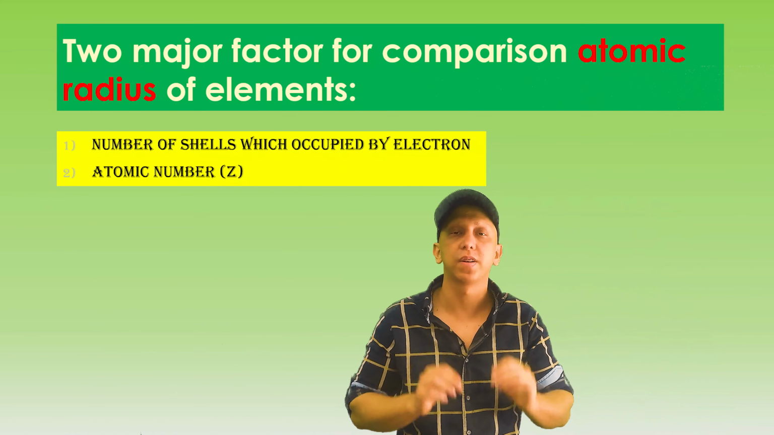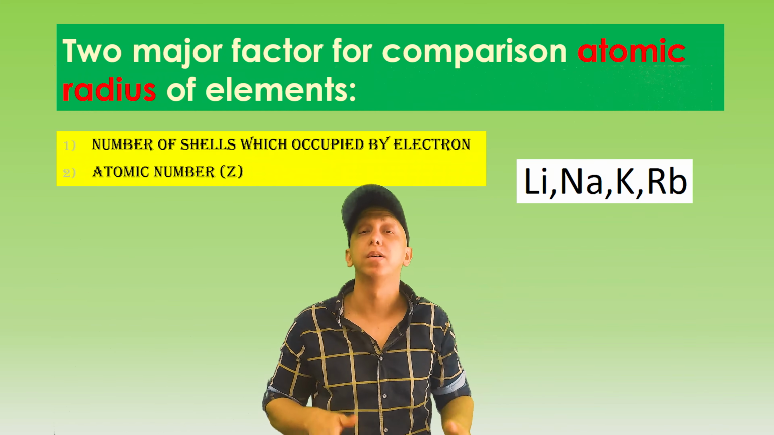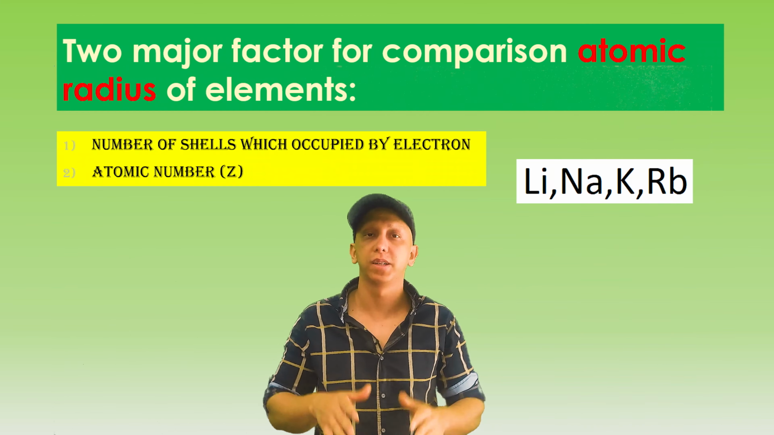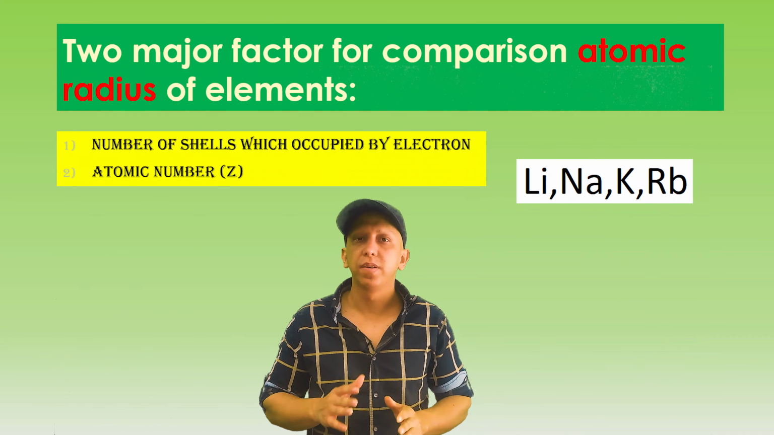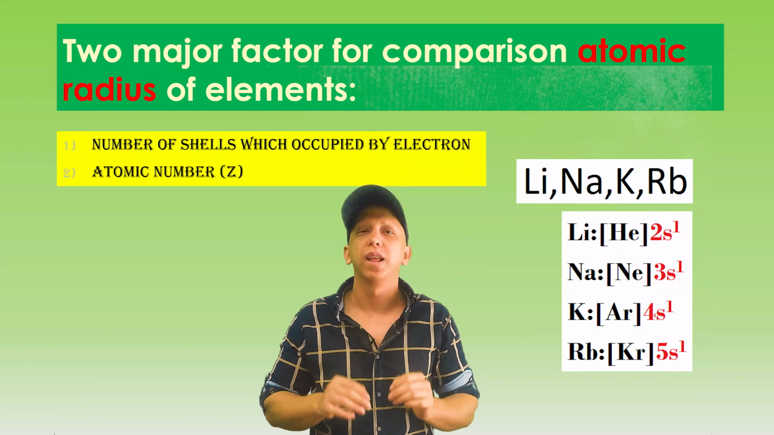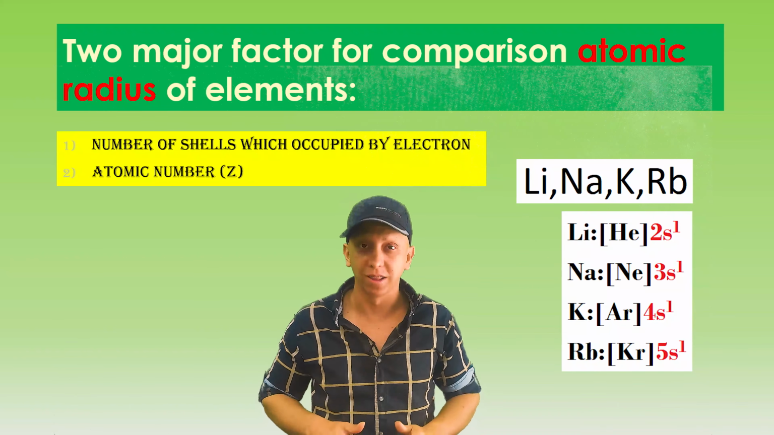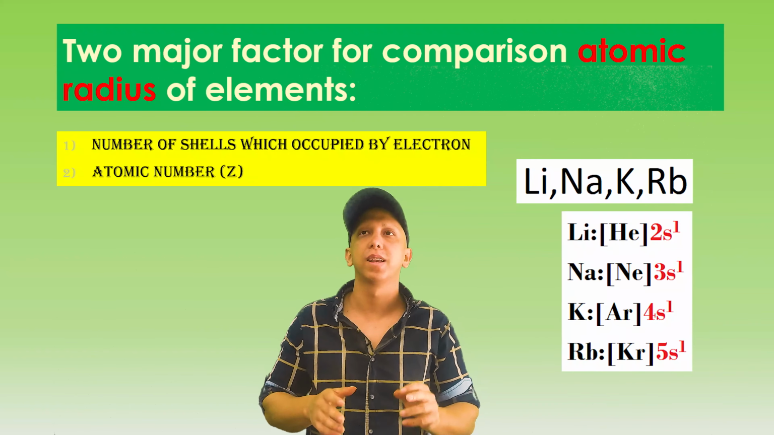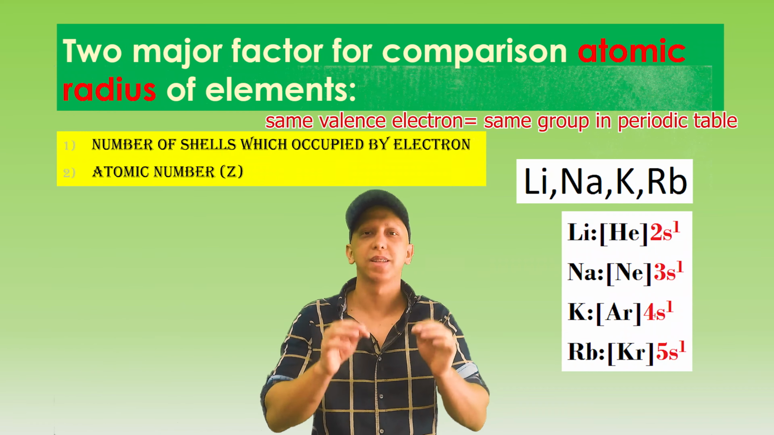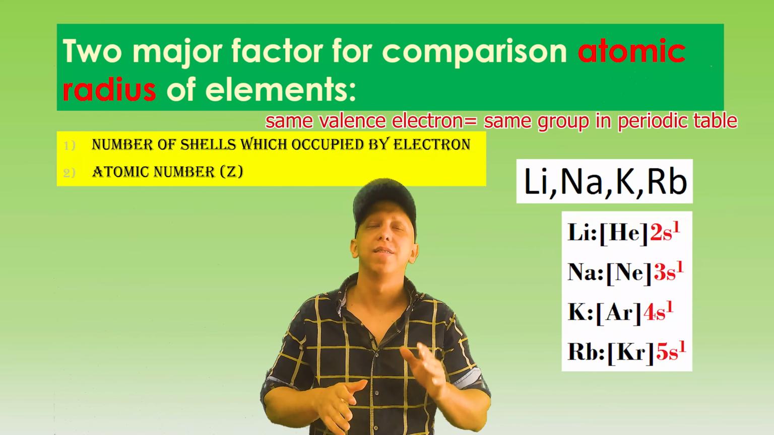Now let's find out which one of these elements has a bigger atomic radius. At first we have to find out the situation in the periodic table. When we write their condensed electron configuration, we find out all of them end up with s1. So as we know, when the elements have the same valence electron, they are in the same group. But in the same group, we're common in the valence electron.